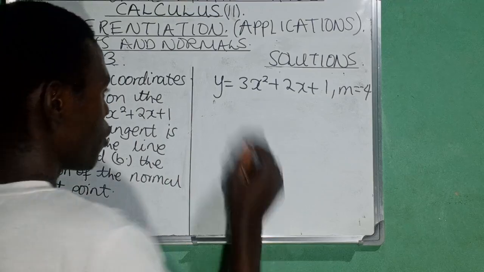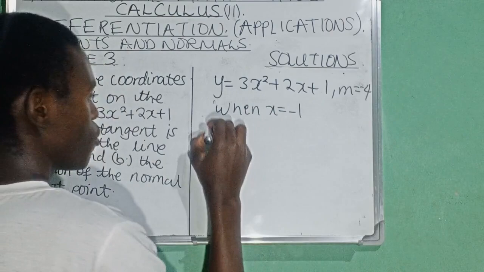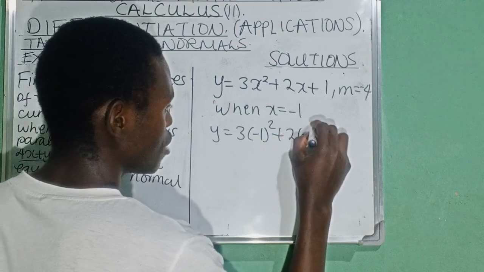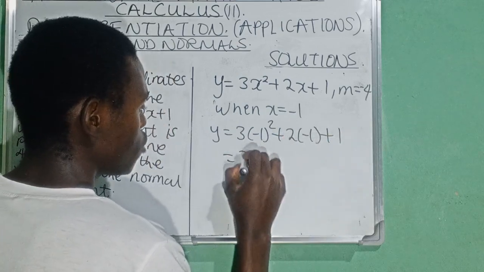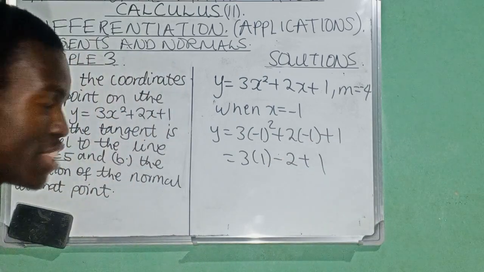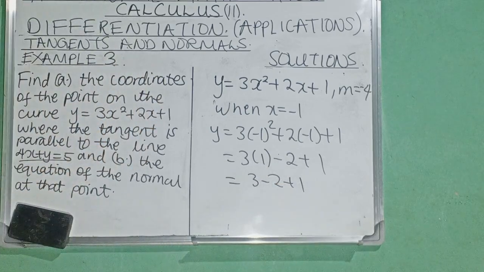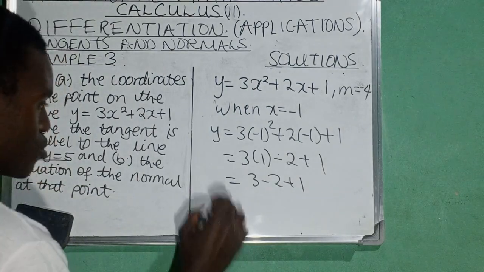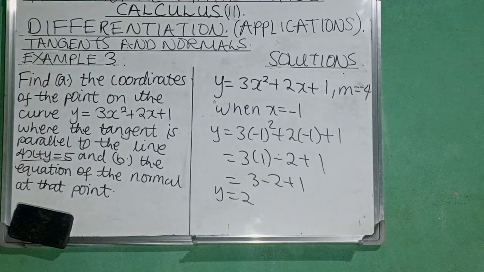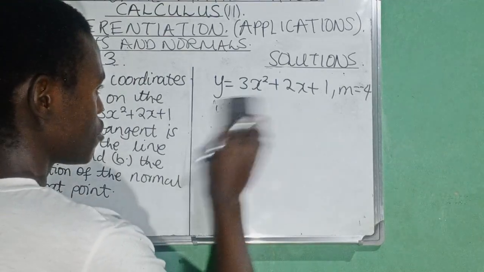Alright? We're going to say when x is equal to negative 1, y is equal to 3 multiplied by negative 1 squared plus 2 multiplied by negative 1 plus 1. It's going to be 3 multiplied by a positive 1 minus 2 plus 1. Like that. And then to continue, it's going to be 3 minus 2 plus 1. 3 minus 2 is 1, 1 plus 1 is 2, so y is equal to 2. Therefore, the coordinate will be what? The coordinate will be negative 1, comma positive 2.